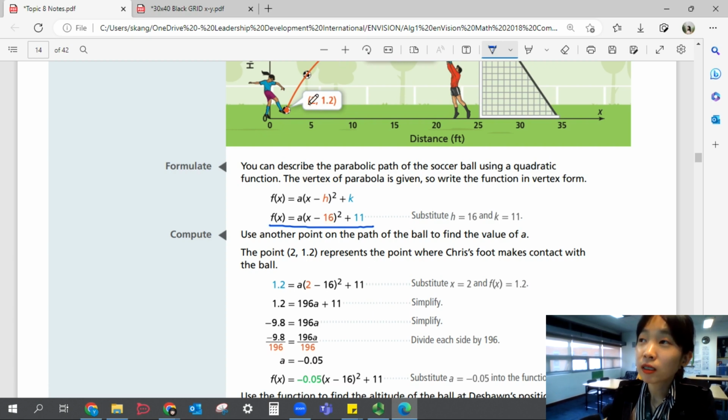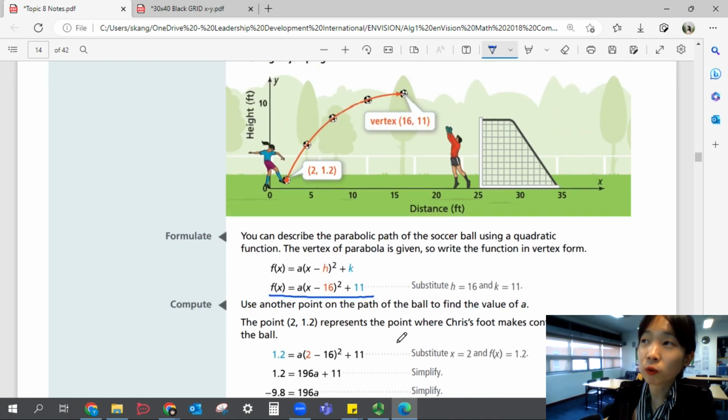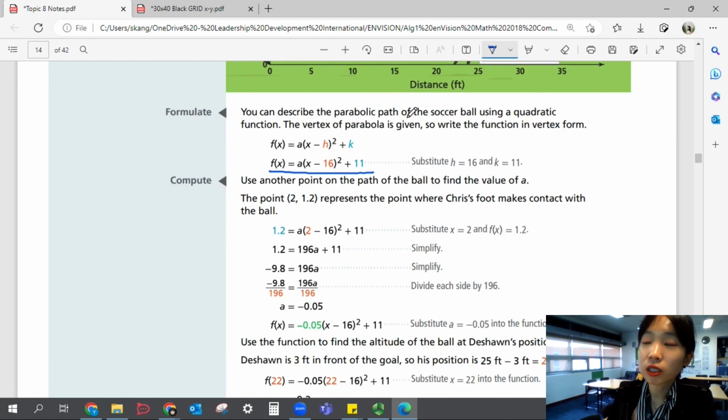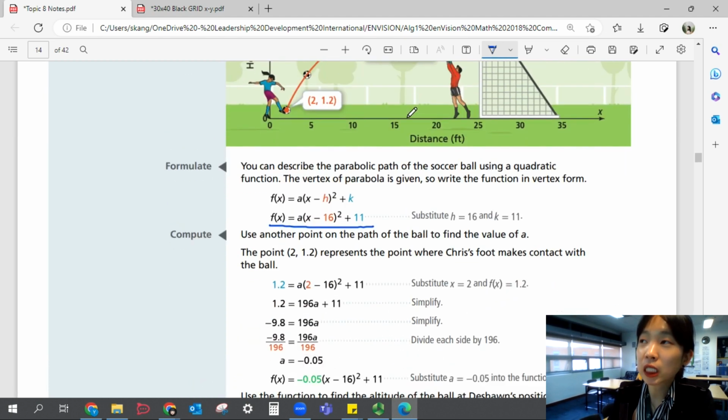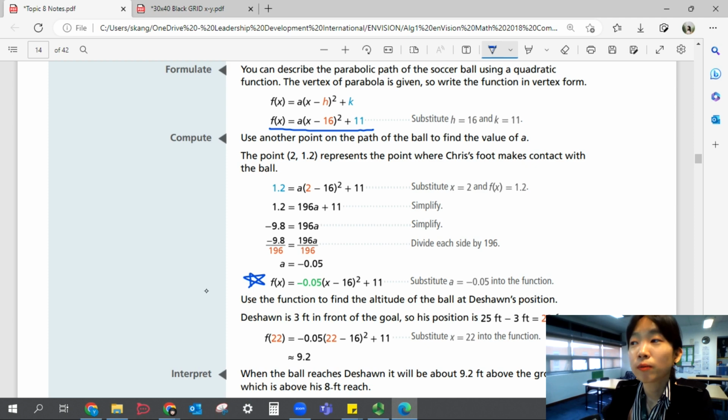So choose a point when x is 2 and y is 1.2. You will have an A that makes that true, right? So substitute that in and solve for A. A is negative 0.05, and that should work for all the other points. So just choose any point on the equation. If it is a perfect parabola, it should work. So using that, you fill in the last information, and that is your parabola. That's your function, quadratic equation.